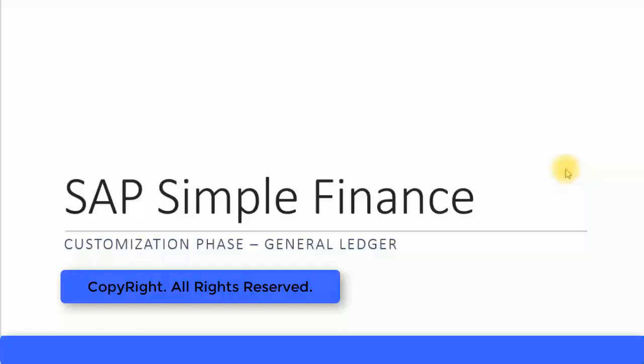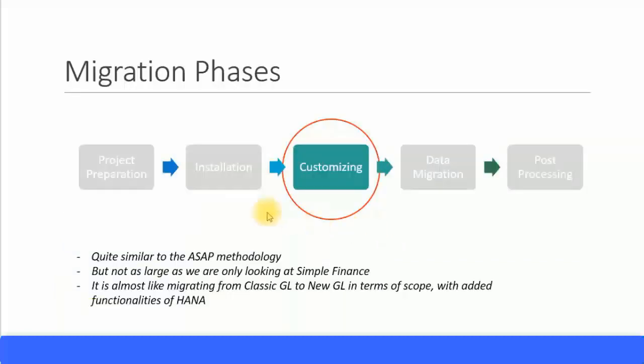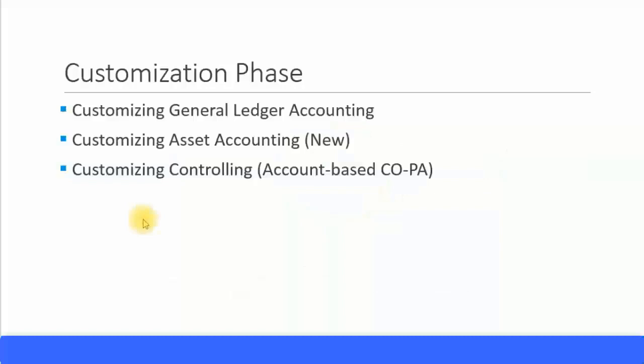Let's look at the third phase, which is the customizing phase. In this presentation, we'll look at customizing the general ledger. So we finished project preparation, we finished installation, and now we are in customizing. The customization phase consists of three areas: customizing the general ledger, asset accounting, and the third one is controlling, specifically for account-based COPA.